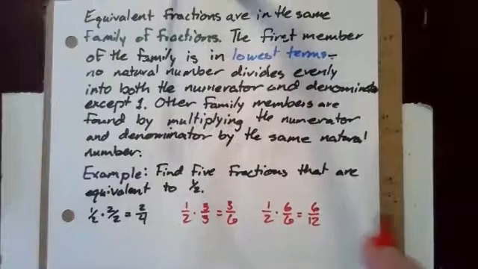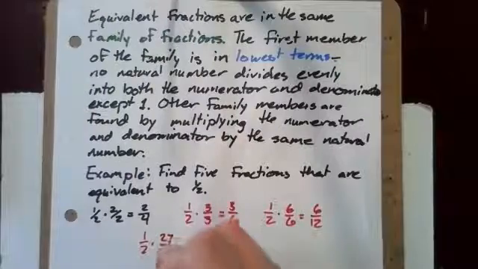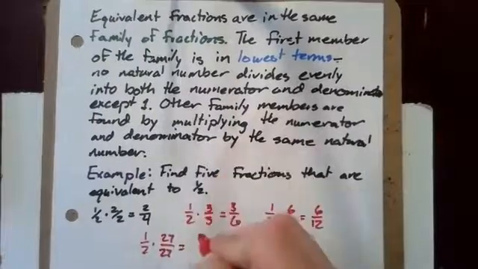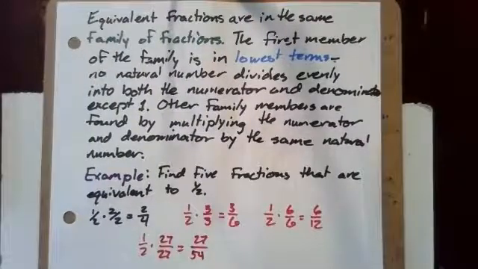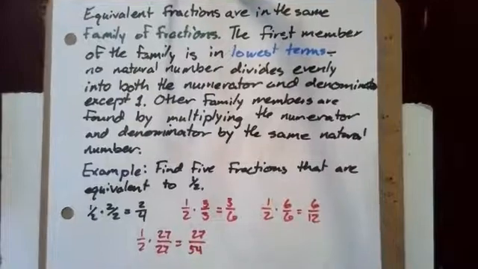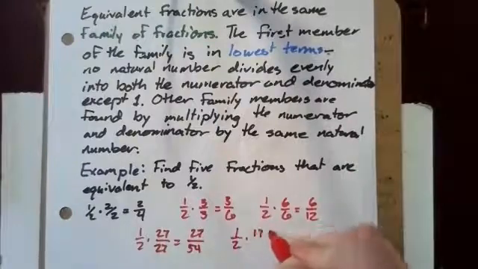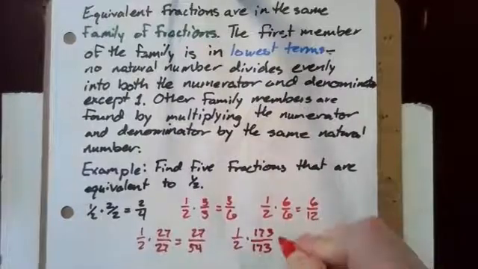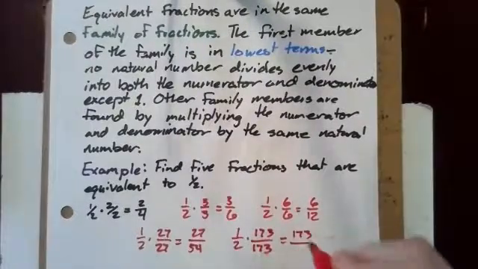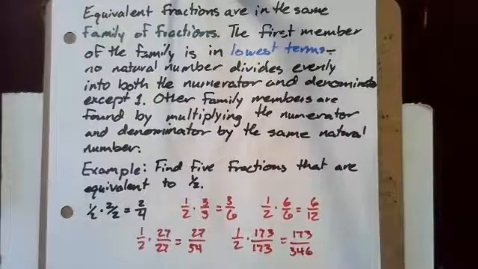Let's pick something a little further out. Let's say 27/27ths. So 1 times 27 is 27. 2 times 27 is 54. 27/54ths is equal to 1/2. These are all in the same family. One more. Let's say 173 over 173. 1 times 173 is 173. 2 times 173 is 346. 173/346 is equal to 1/2.